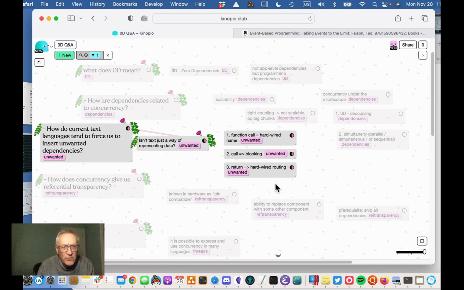The third kind of unwanted dependency is return from a function. Most languages define functions that return values to the callers. This is a hardwired routing decision and conflicts with the type of thing we want to do with IoT and internet and etc., where we have clients and servers. A single server might have multiple clients requesting information, and that server sends information back to each of the clients, so it has multiple outputs.